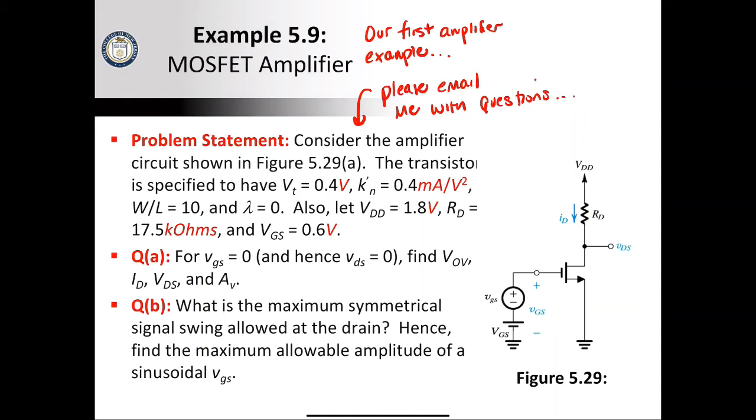So consider an amplifier that's shown here. The transistor is specified to have a threshold voltage, a process transconductance parameter as shown, an aspect ratio of 10, and lambda equals 0. Again, what does lambda equals 0 denote?